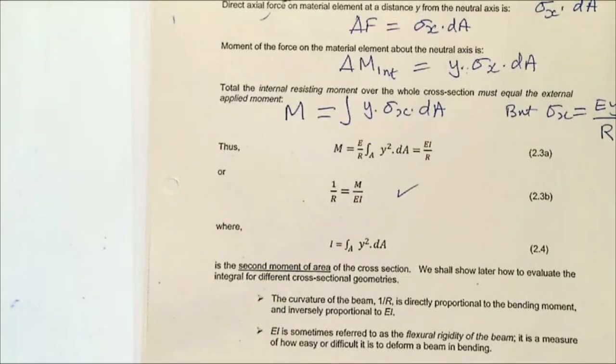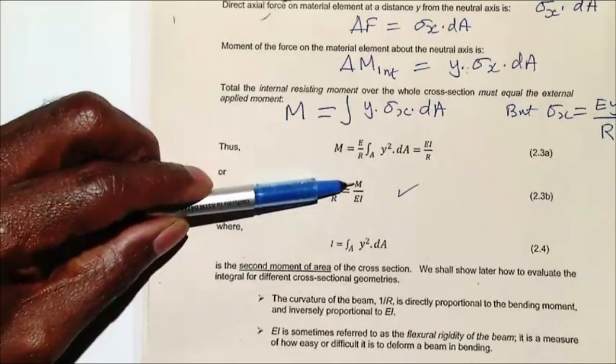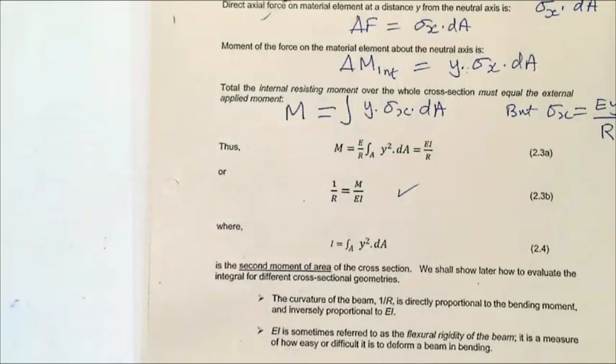So I'm nearly at the end of the derivation. Okay, so I'm glad we'll get there. Now we have two equations that relate the magnitude of the curvature. Remember, that is the curvature of the neutral axis. That is the bending moment wherever you are. E is the modulus. I is the second moment of area for the particular cross-section that you are looking at.